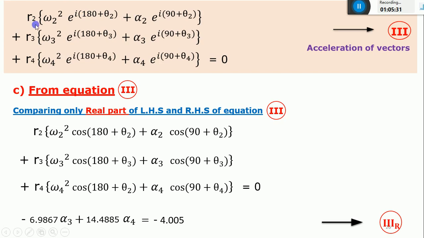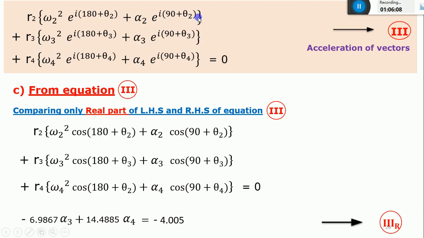It means R2 omega 2 square cos (180 plus theta 2). I want only the real part, not the imaginary. The real part of this is R2 omega 2 square, and this is nothing but cos (180 plus theta 2) plus i sin (180 plus theta 2). When you take R2 and omega 2 square inside, it becomes R2 omega 2 square cos (180 plus theta 2). That is the real part of this. So R2 omega 2 square cos (180 plus theta 2).